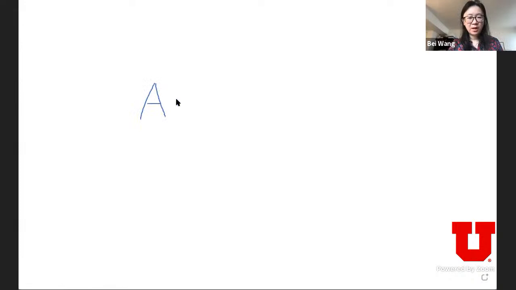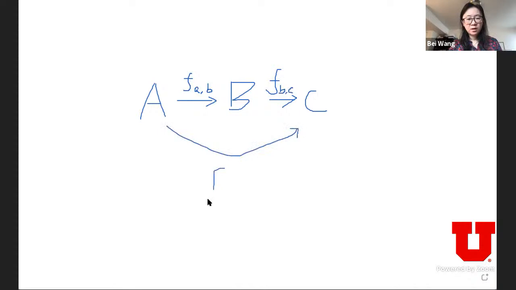So if I have three groups mapped together, and let's say this is my function f from A to B, and this is function f from B to C. Then I also have a function f from A to C. What this means is that my function from A to C can be described by a function from A to B followed by a function from B to C. So the right-hand side is a composition of these two functions that gives the function from A to C. That's what it means.